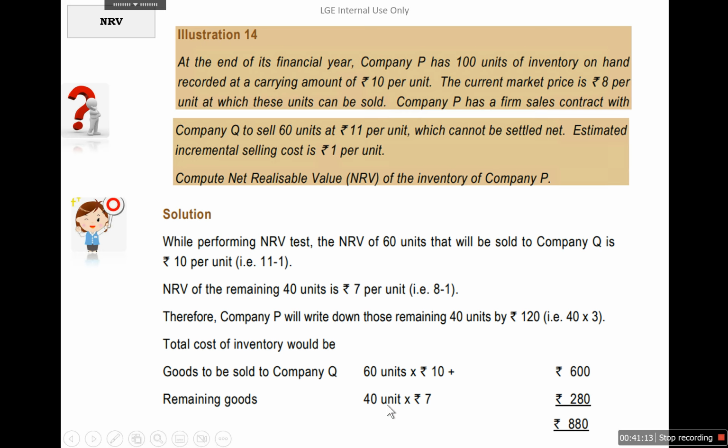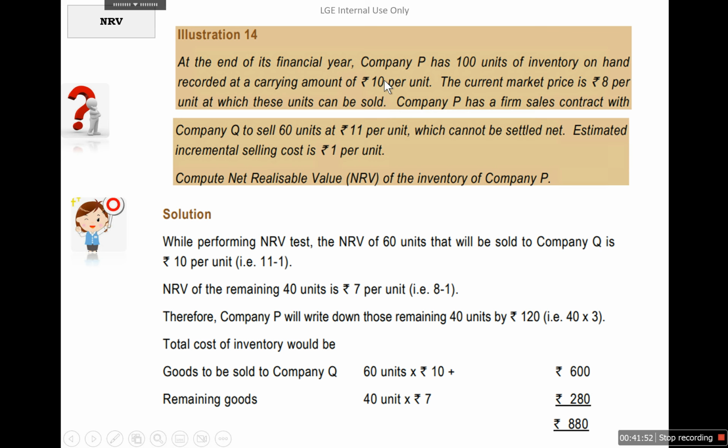And for the remaining 40 units, it needs to book the devaluation. So cost is 10, current market price is 8 and incremental selling cost is 1. So net realization will be 8 minus 1, that is 7. So 10 minus 7, 3 rupees per unit will be the devaluation loss. So the remaining inventory will be revalued. 40 units will be valued at rupees 7 and 60 units at 10, because there is no devaluation loss here as the company has the firm contract at 12.